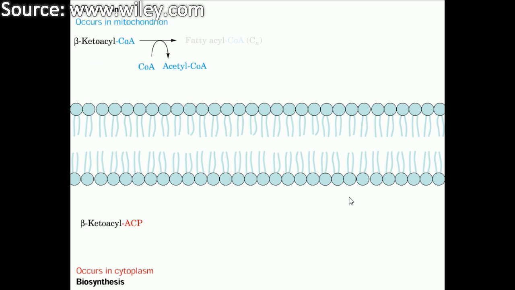Number 5, in beta oxidation the 2 carbon unit produced is acetyl-CoA, while in biosynthesis the 2 carbon unit donor is malonyl-CoA.